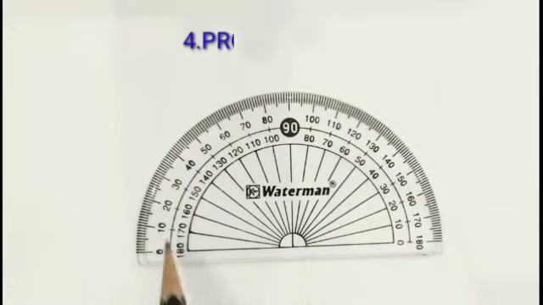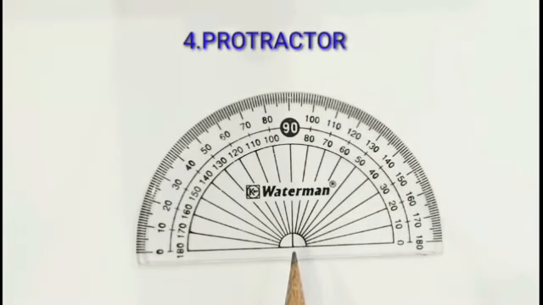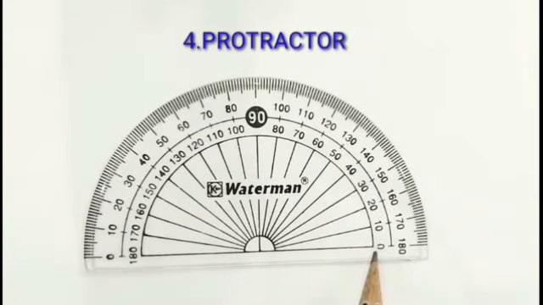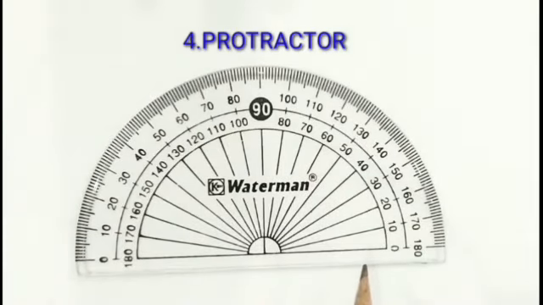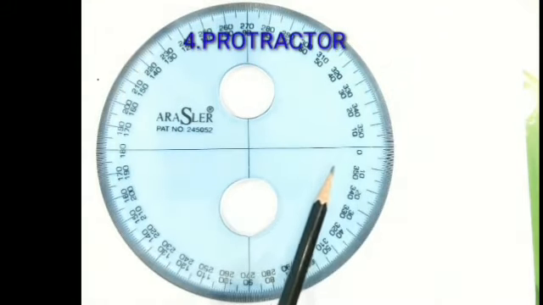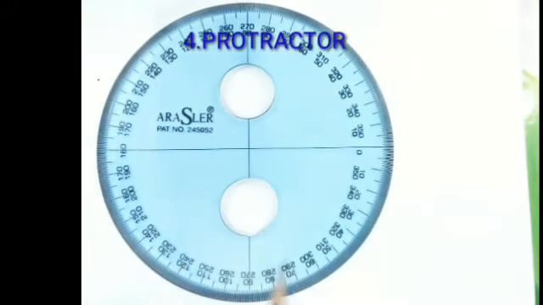4. Protractor. This is a standard size protractor in which you'll find the marking from 0 to 180 in both directions. One is called the inner scale, the other is called the outer scale, and this is the center point of the protractor, and this is the baseline of the protractor. The use of the protractor I'll explain to you while constructing the angles. And just see, this is your complete protractor in which you can measure angles from 0 to 360 degrees. Usually we prefer the standard size protractor.